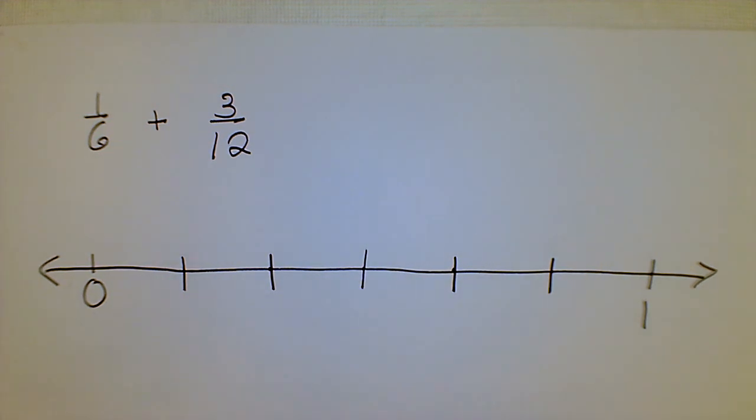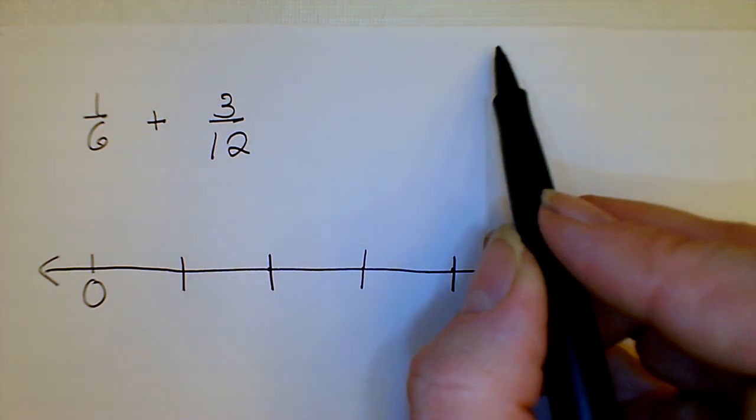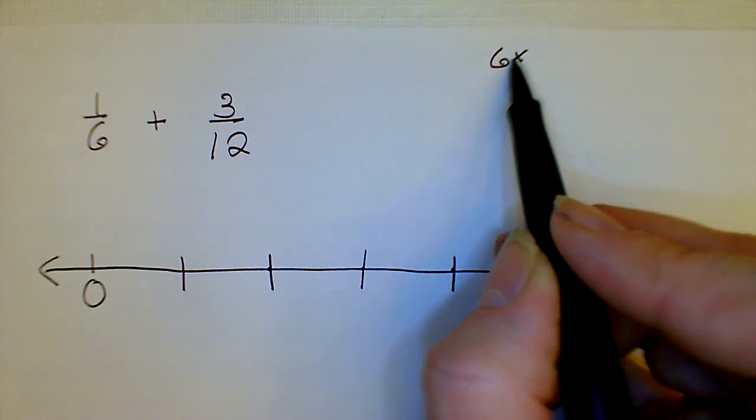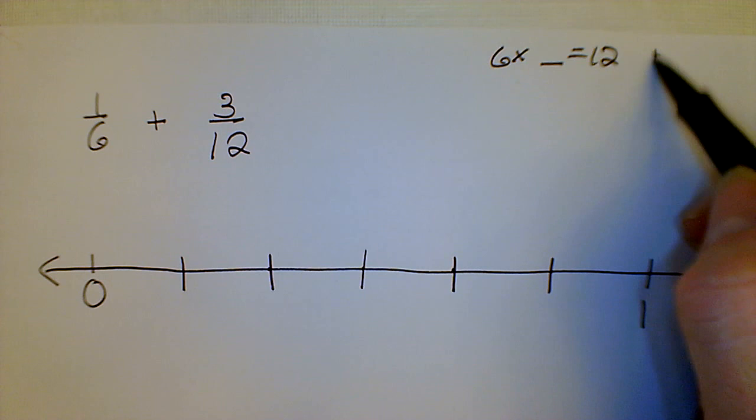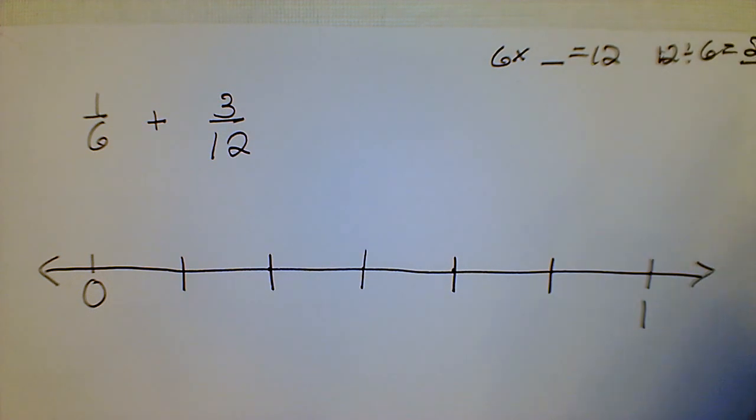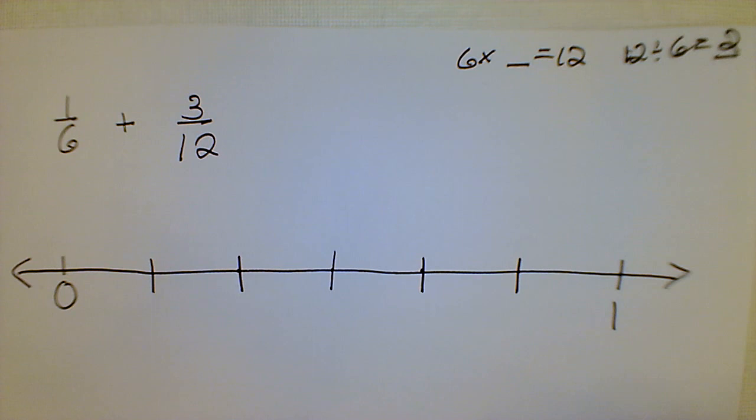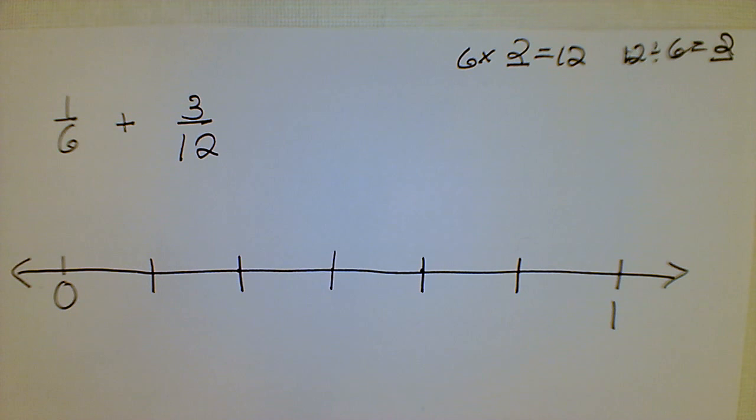So now what I want to do is put in those 12ths. And again, if you don't know how to do that, remember that what we can always say to ourselves is 6 times what number gets us to 12, or inversely, 12 divided by 6 will give us that number, and it's 2. When you get that 2, what you now know is that I need to cut each one of those up into 2 pieces.